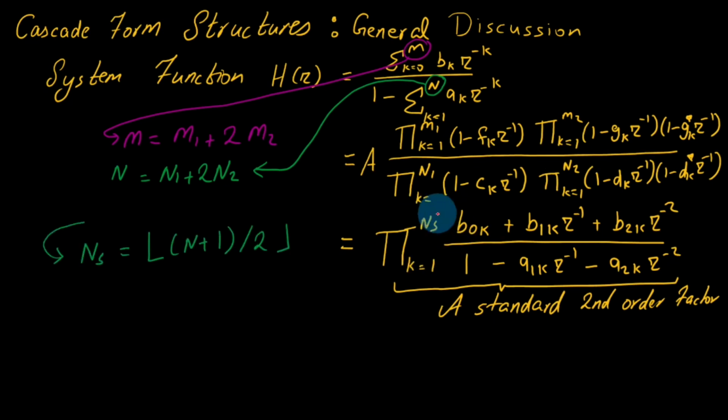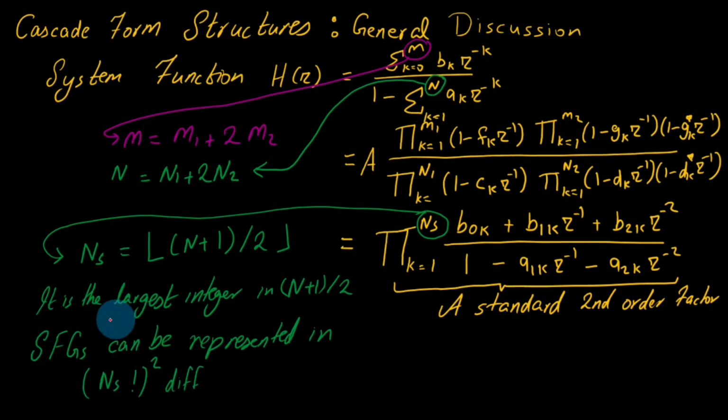Herein, N_s is equal to floor of (N plus 1) by 2. So if, say, N is equal to 4, then 4 plus 1 becomes 5, and 5 by 2 becomes 2.5, and this is the floor value. So N_s would be 2 in that case. That is, N_s is the largest integer less than or equal to (N plus 1) by 2.